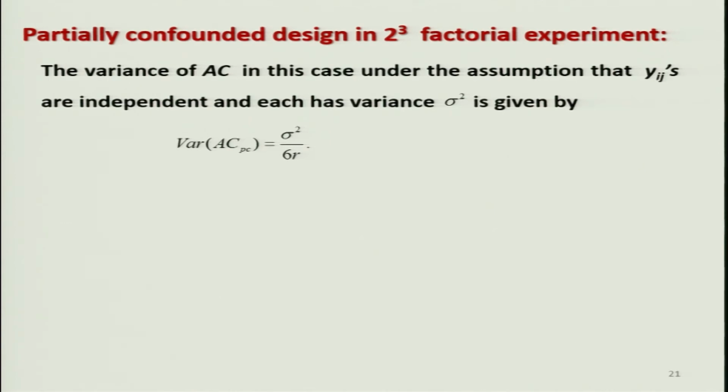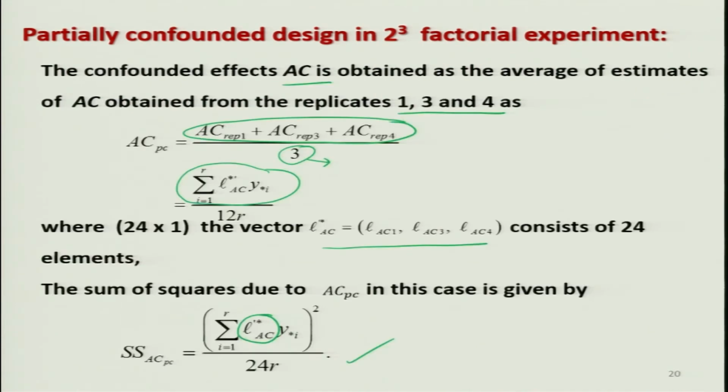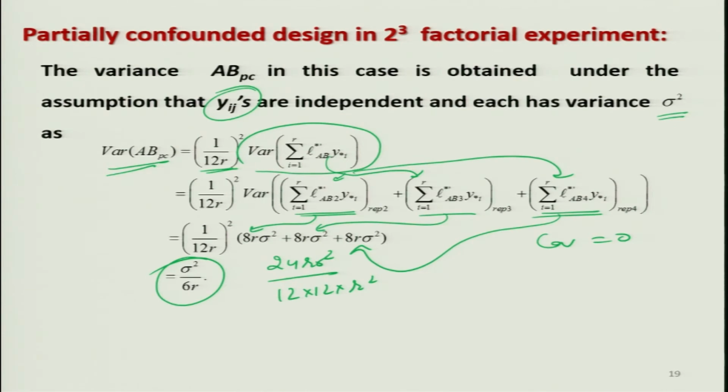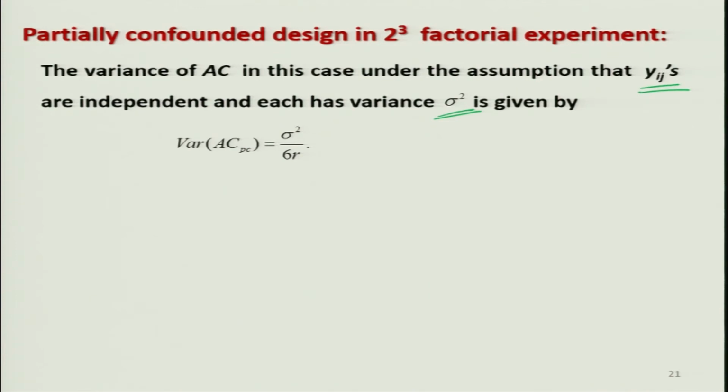Okay, so now we have obtained this thing, and similarly we can obtain the variance of AC under the partially confounded effects, assuming that all Yij's are independent and each of the Yij's has variance sigma square. As you have seen, in this case you had found this variance to be sigma square upon 6R. So without doing any algebra, I can write down that it is going to be the same here also, because this AB and AC both are getting estimated from a similar setup with the same number of observations, only the replicates are different.